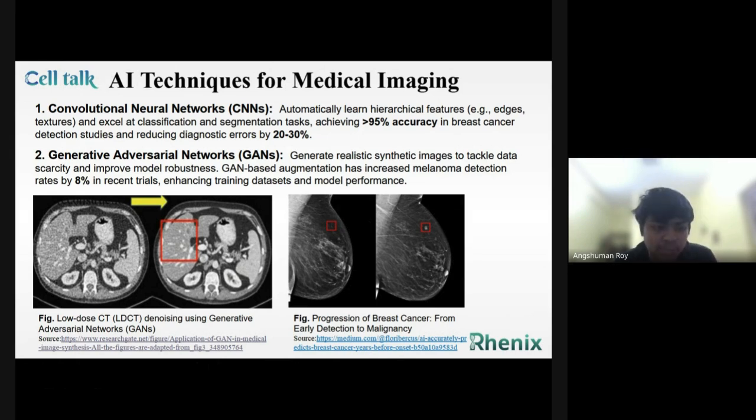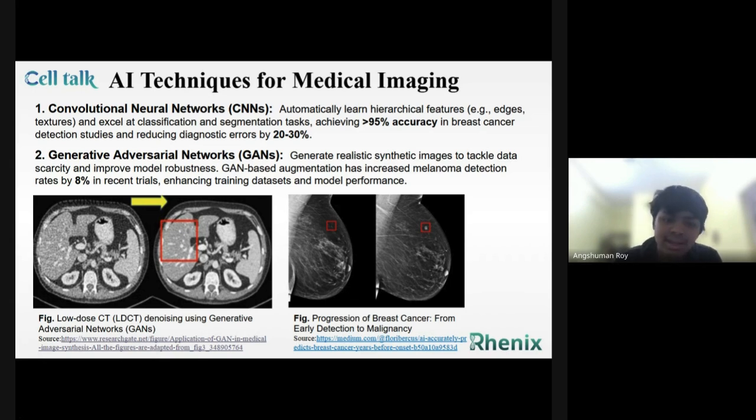If we go over the first image here, this is an image of low-dose CT scans. Low-dose CT scans are healthier for the human body than high-dose CT scans because they use a lower dose, but they have the problem of being noisy. GANs have been particularly effective in denoising this kind of image, which helps medical professionals and other AI tools to find errors or problems.